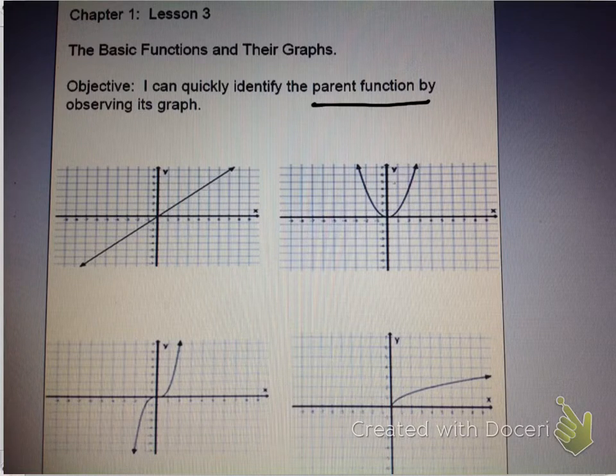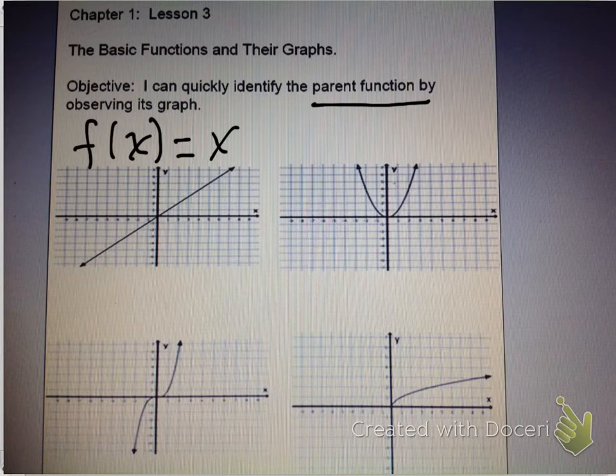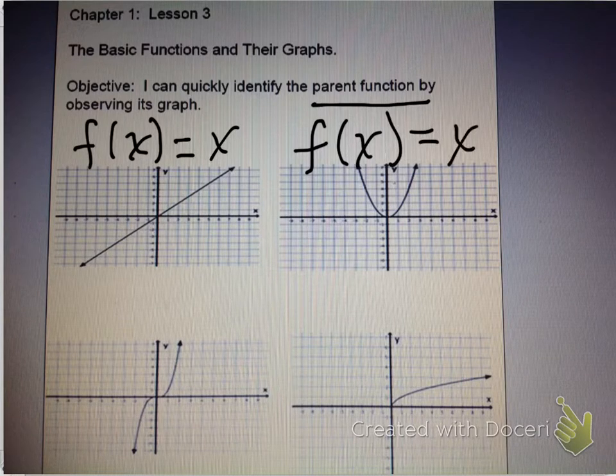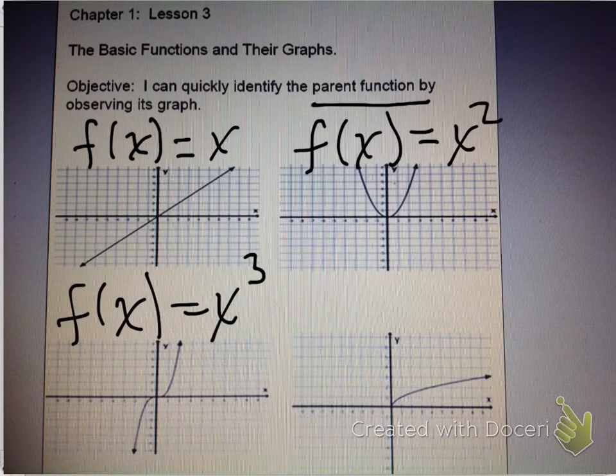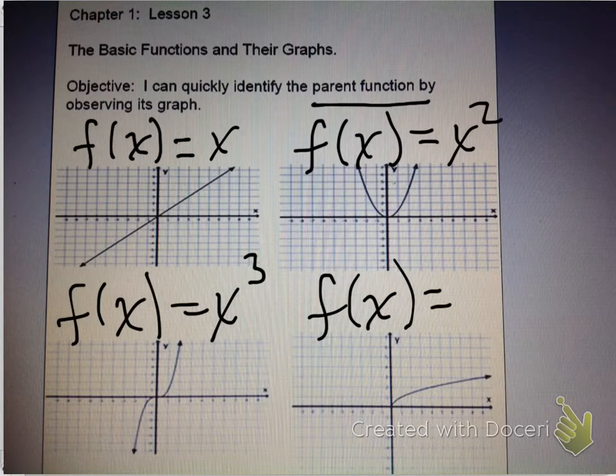So let's take this graph and match the function with it. In this graph, on the top left we have the identity function, which is f of x equaling x. The top right, we have the squaring function, which is f of x equaling x squared. Bottom left is the cubing function, which is f of x equaling x cubed. And then the bottom right, this is the square root function. So f of x equals the square root of x.